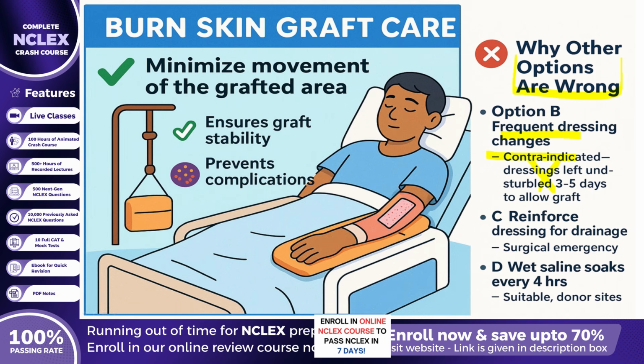Option C, reinforcing the graft dressing if drainage occurs, may seem appropriate, but in reality, significant drainage or hematoma beneath the graft must be reported immediately to the surgeon, since surgical intervention may be required to save the graft. Simply reinforcing the dressing can delay life-saving care.